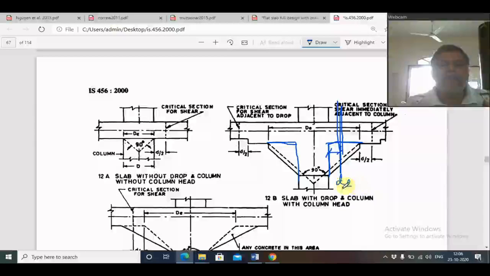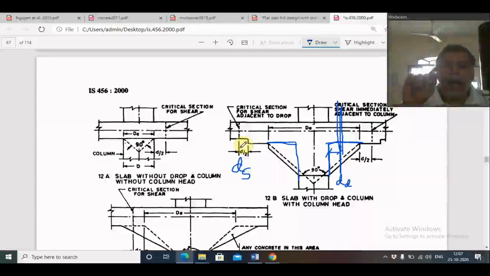Then the second location is we have to check the critical section for shear from the edge of the drop. Edge of the drop is again d/2. This is to be considered all around the column. So this is the elevation view. I will show the plan view also. This critical section is again d/2. Here I have to use the d corresponding to the slab, because punching is going to happen in the slab. Therefore I have to use the effective depth corresponding to the slab. Here the punching is going to happen at the drop too. Therefore I have to use the effective depth corresponding to the drop.